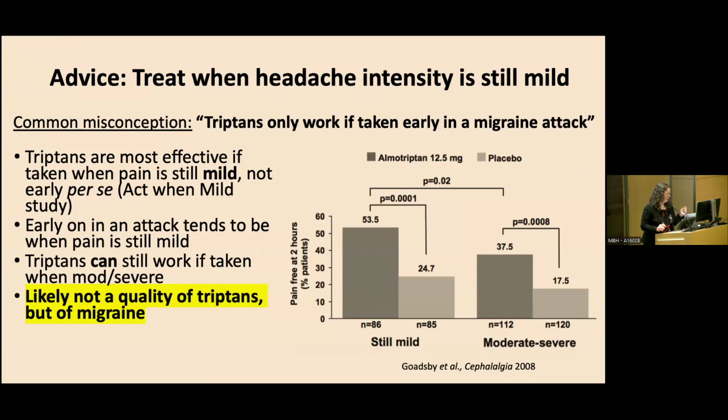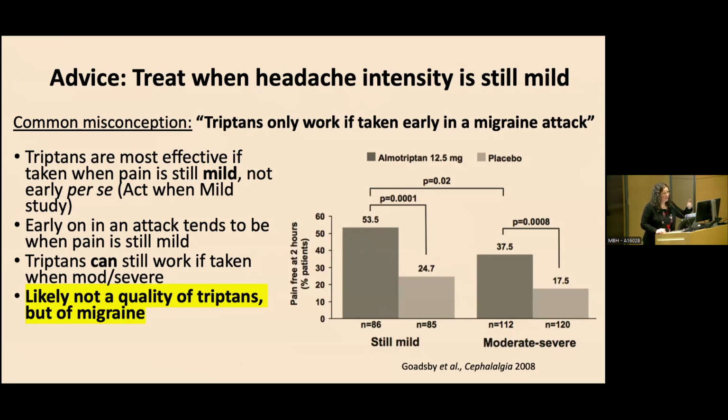That's shown here with almotriptan in adults. This is the ACT-1 mild study. And you can see that if you treat when it's mild, 53.5% will get a response versus if you treat when it's moderate or severe, 37.5% will get a response. Still, in both situations, it's better than placebo. So it's still worth treating, even if the pain is moderate or severe at the time of treatment.